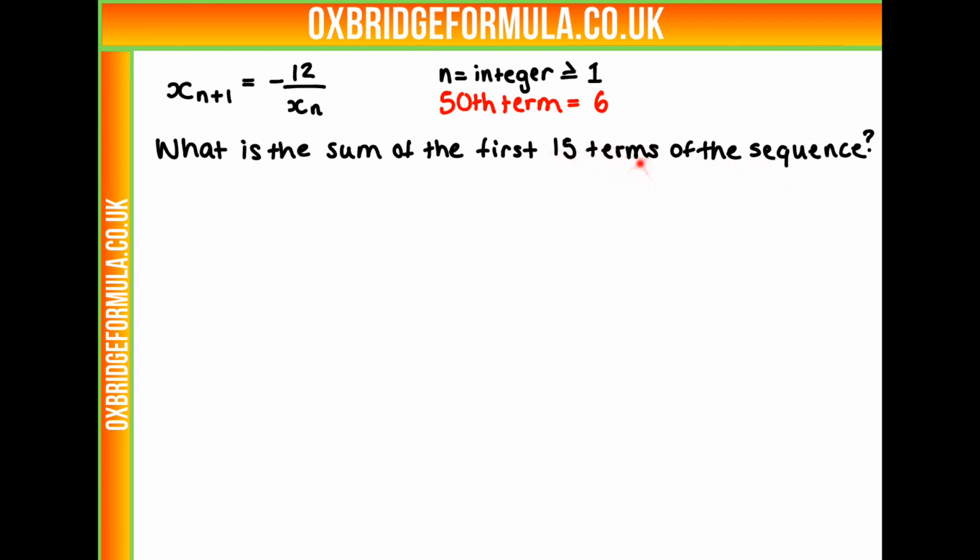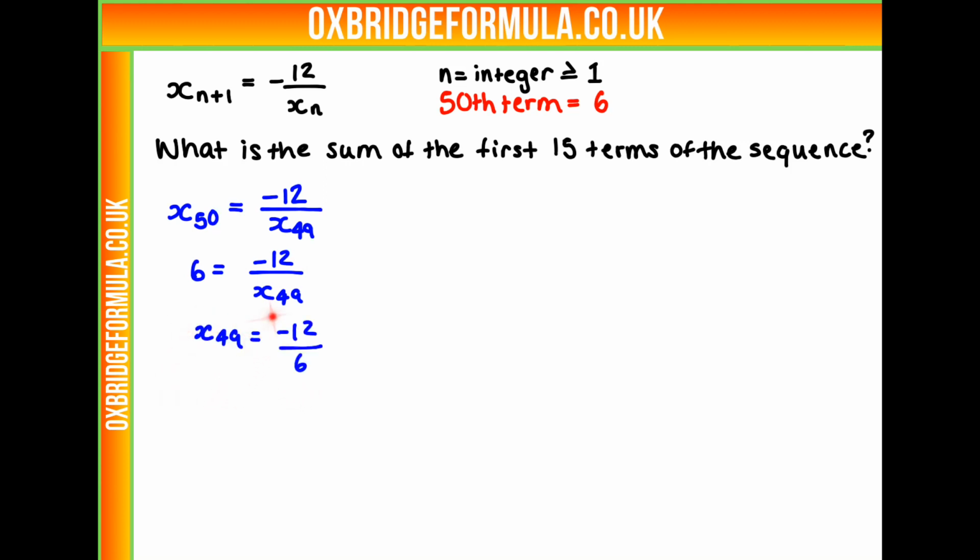So how can we go about working this out? Well, let's start looking at something we already have the information for. We know the 50th term here, so we can work that out. If we know the 50th term, we know it has to be minus 12 over the term that came before it, so the 49th term. And we know that equals 6, so 6 equals minus 12 over the 49th term. And the 49th term we can then work out is minus 12 over 6, which equals minus 2.